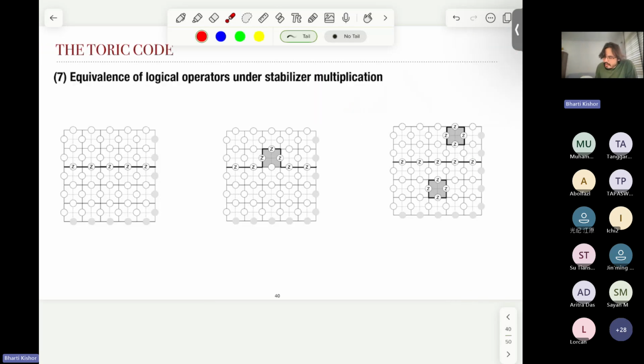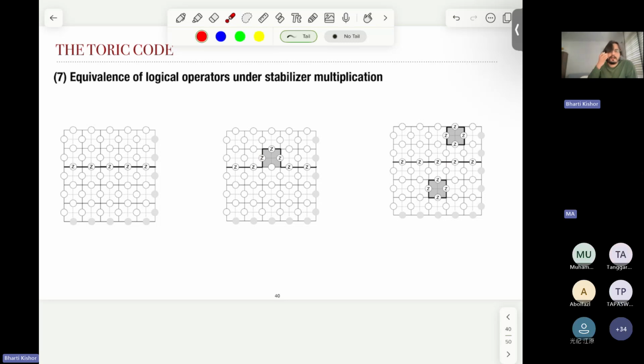So you see that this is a logical operator. Actually, this is also a logical operator, because you can multiply with a stabilizer and it will still remain a logical operator. So this is nice. It can tell you what the set of logical operators looks like, and the distance is nothing but the size of the minimum weight logical operator.